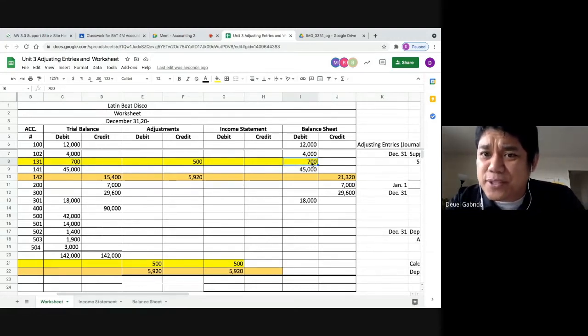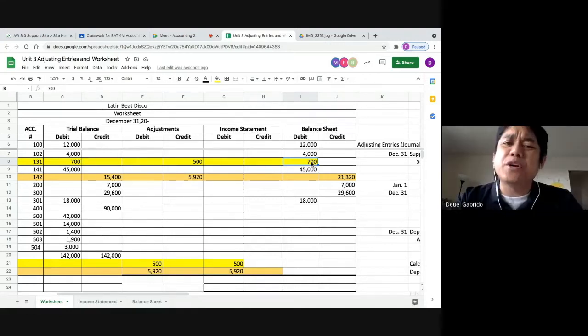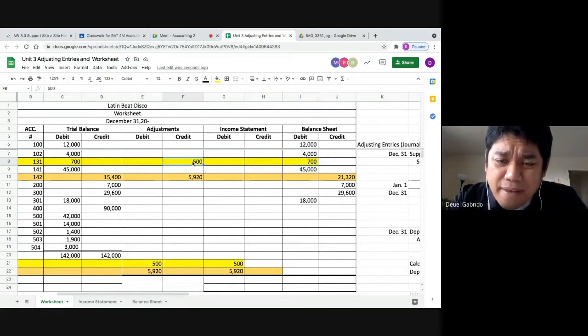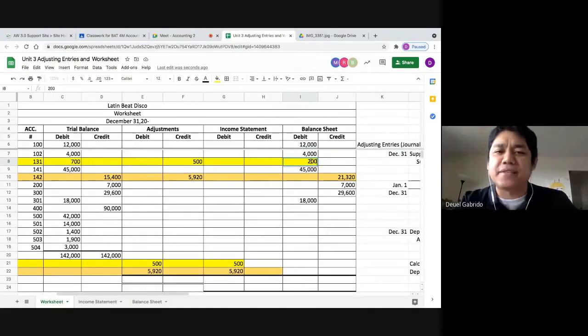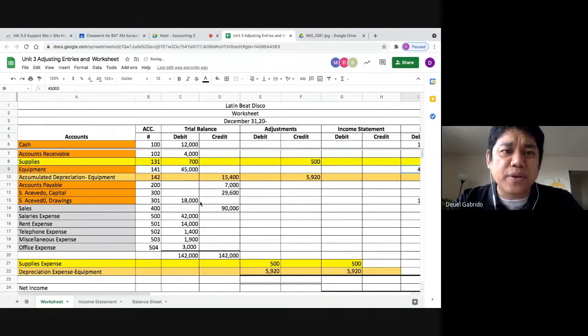What will happen to your total assets? It will be over or under? Over. It will be overstated. And see, that's the purpose we take away the 500, because we need to update the correct number in the balance sheet. That's why it's only 200. Okay? Same thing is true with your depreciation.